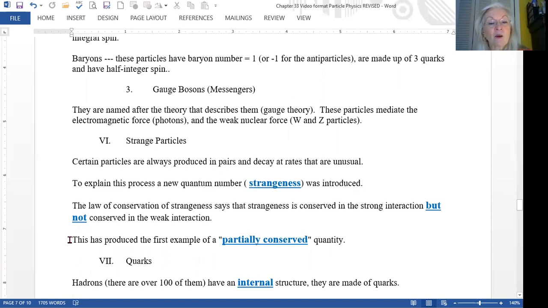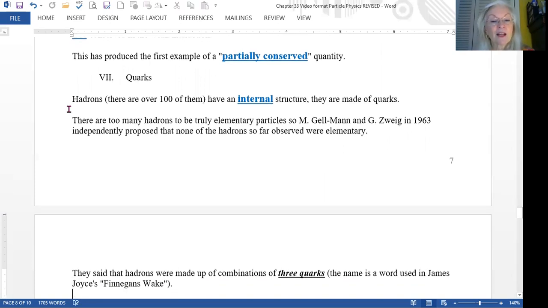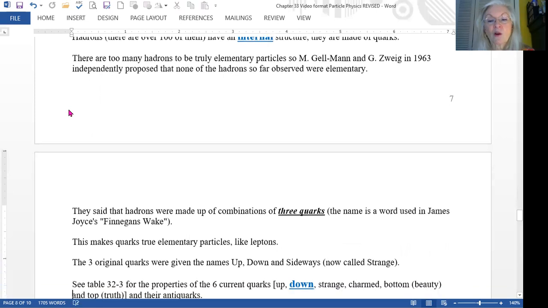So this is our first example of a partially conserved quantity. Remember before we said mass is conserved and charge is conserved and momentum is conserved. Well, strangeness is only partially conserved. And that brings us to quarks. So hadrons have an internal structure and they are made of quarks. So we believe that hadrons are made up of 3 quarks.